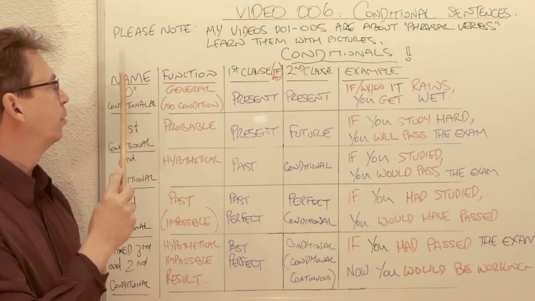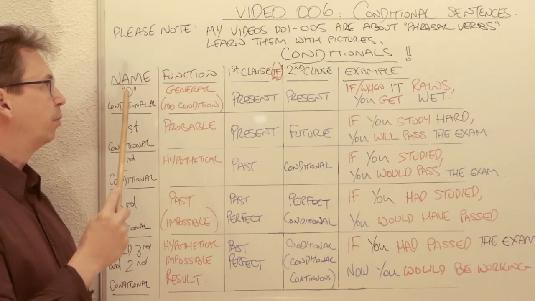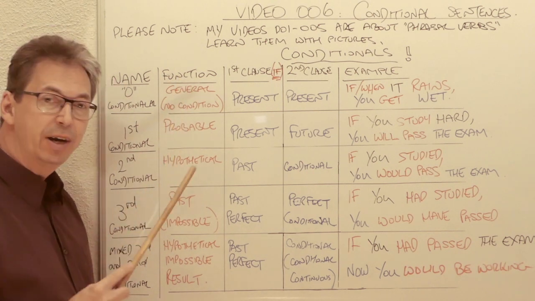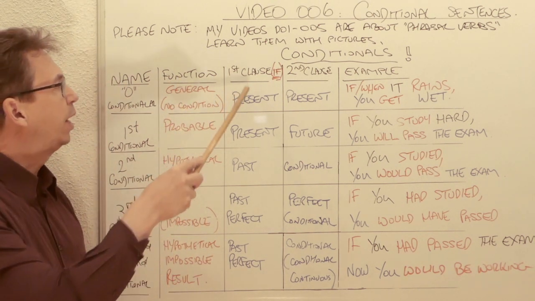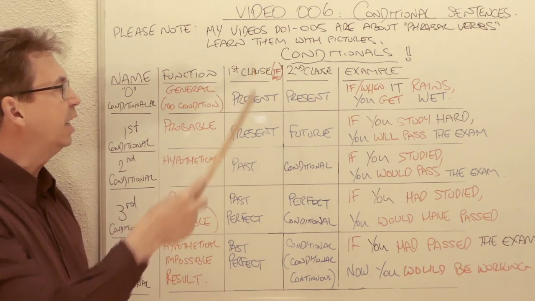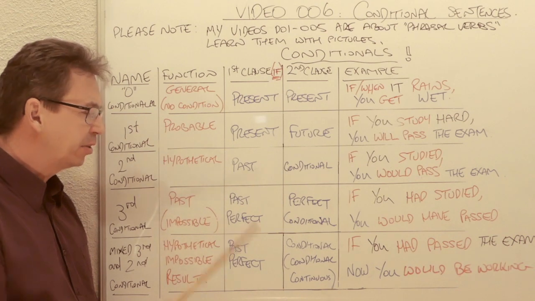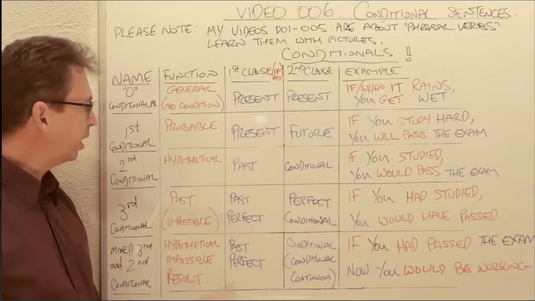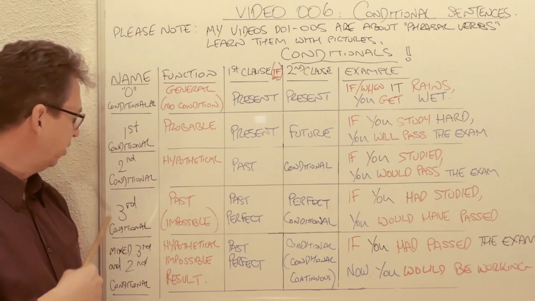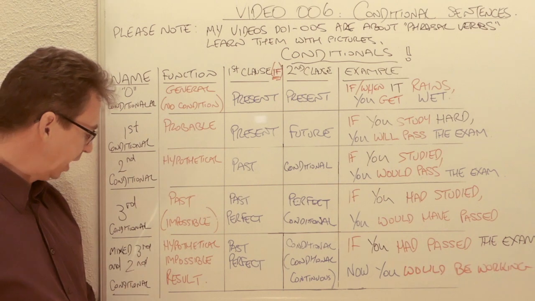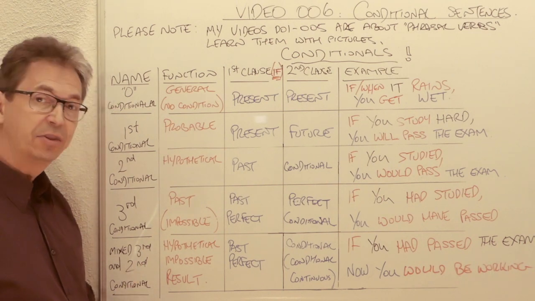Okay. The name of the conditional sentence, we have the function, what it really does, what it's all about. We have the first clause, the first part of the sentence, which is the if clause, and we have the second part of the sentence, which is the result. And we have an example. Normally you learn what is called the first, second and third conditionals, but I have included the zero conditional and a mix of the third conditional with the second conditional.